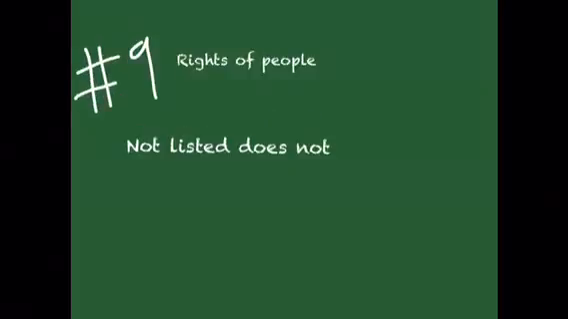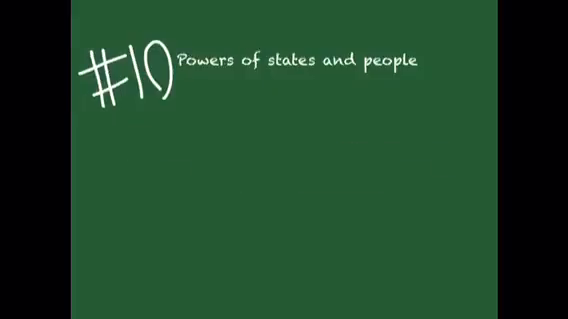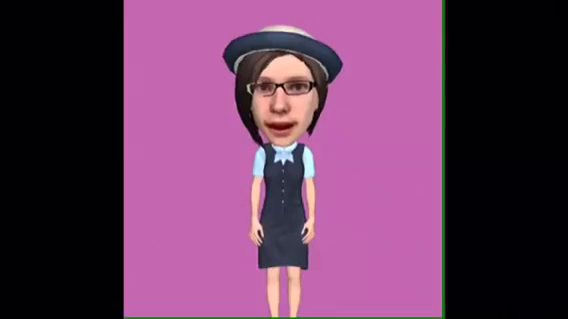Number 9, rights of people. Not listed does not mean they can be violated. There might be some rights not listed, but doesn't mean they can violate them. Number 10, powers of states and people. Powers not delegated to United States by Constitution are given to states and or people.